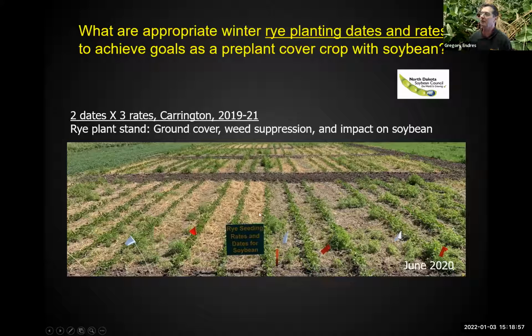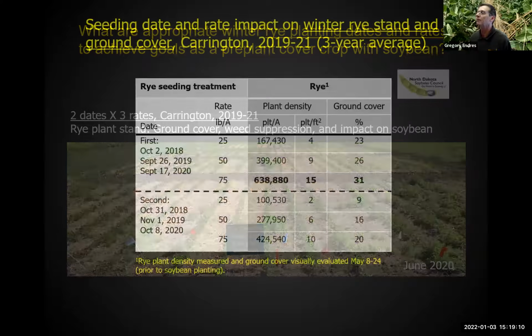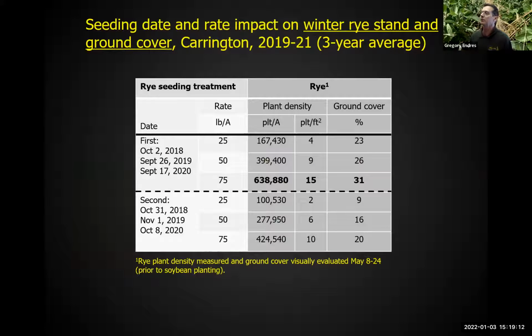So this picture is from the study that was taken in June 2020. And I'll show you the planting dates as well as the rates that we've used in the study at this time. So this is a look at the winter rye stand and ground cover that we ended up with, and this is a 3-year average.